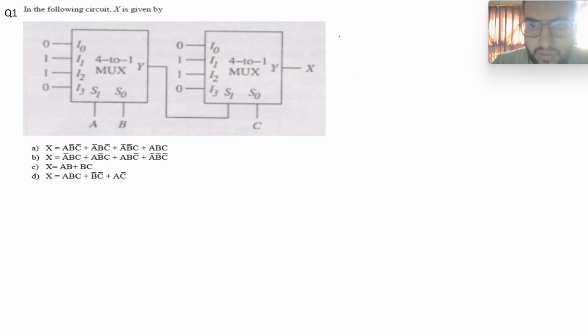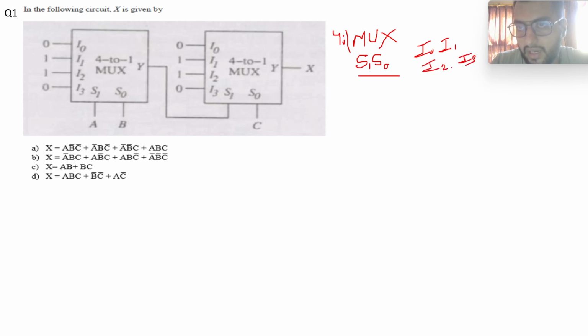Let me just first write down the general expression for a 4:1 mux. A 4:1 mux, as you all know, has four inputs, one output, and two select lines. The select lines are S1 and S0, and your inputs, the input pins, are I0, I1, I2, and I3. Based on the combination of select lines, one of the inputs is passed to the output. That is basically your mux.